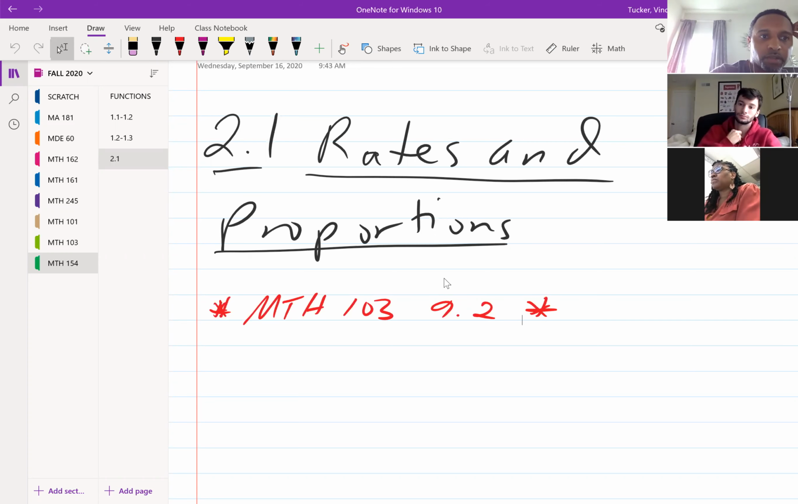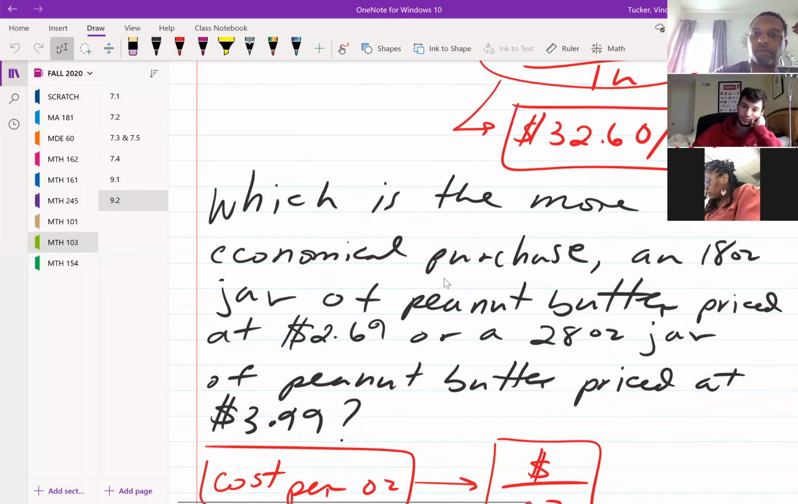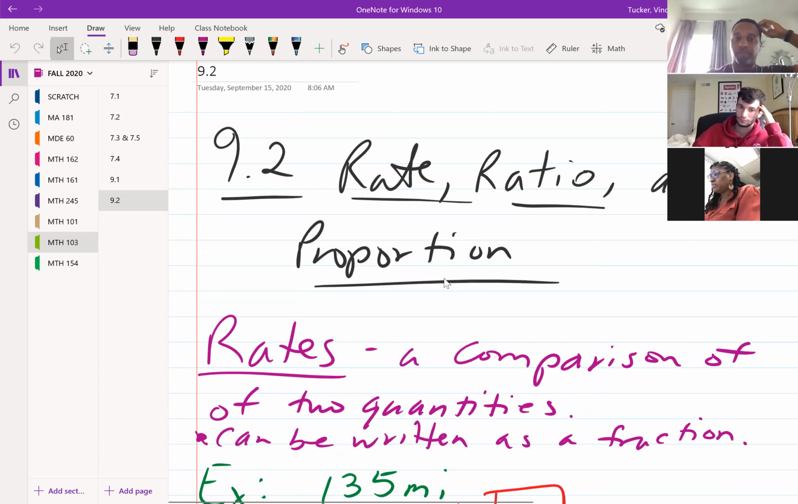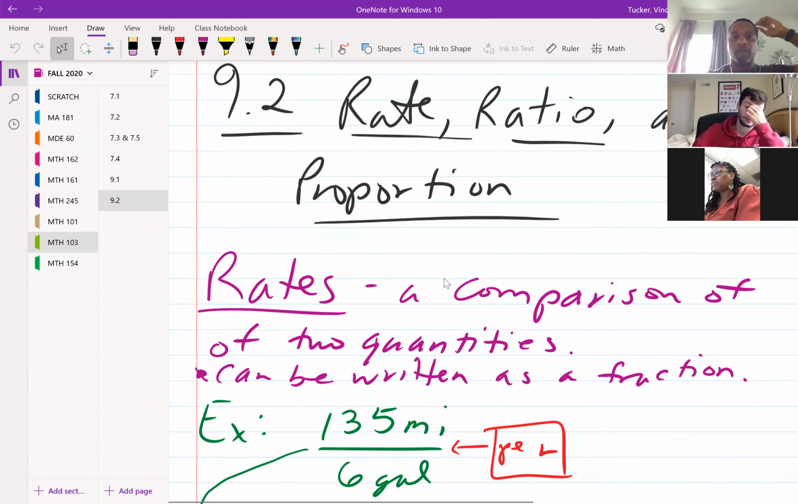All right, so let's go to 103. So I'd already had notes for rates and proportions for another class, so that's what that note was for. So it's not 9.2 for you guys, it's 2.1, but it's all the same content.